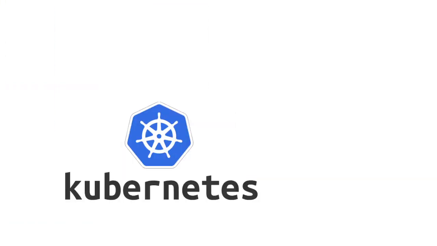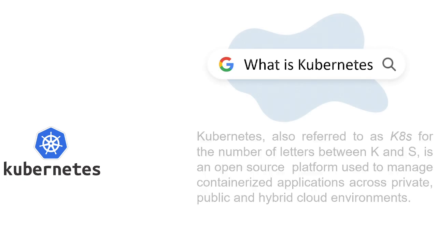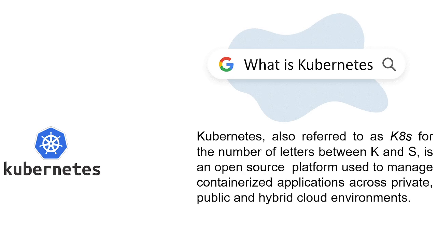We already understood the difference between the tools Docker and Kubernetes, right? Docker is a container creation tool and Kubernetes is a container orchestration or container management tool. If you check the definition, Kubernetes is also referred to as K8s, because the number of letters between K and S is around 8. It is an open source platform used to manage containerized applications across private, public, and hybrid cloud.